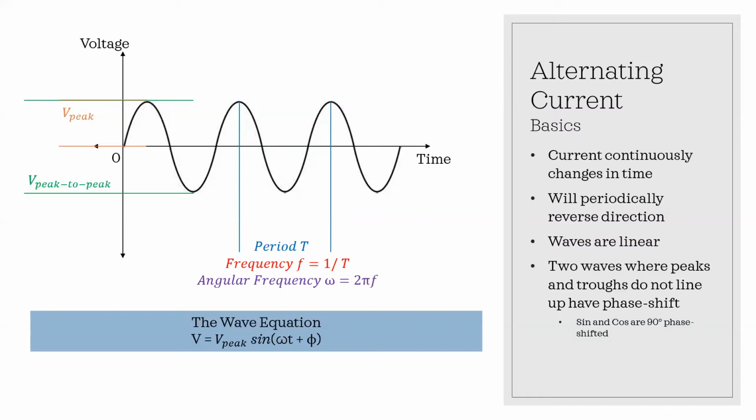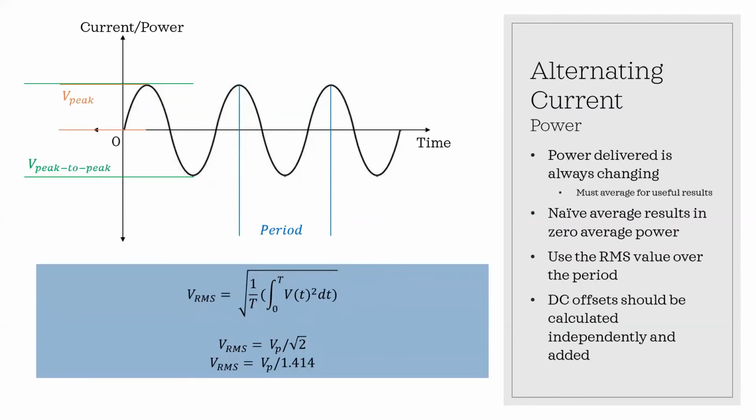Right, so that was the basics of alternating current. We're going to now go back to power. So how do we calculate the power delivered by alternating current? For a simple sine wave, half the time the voltage is positive and half the time the voltage is negative. So we can't just average that over time. It's going to come out with 0.